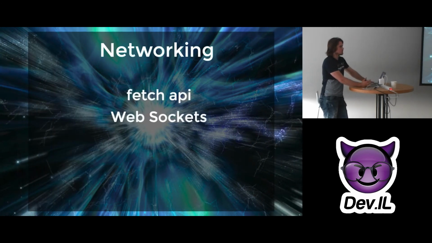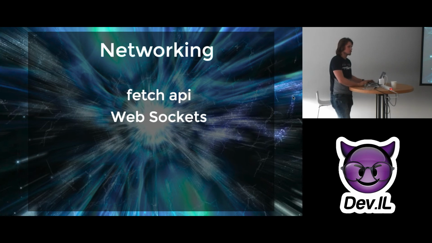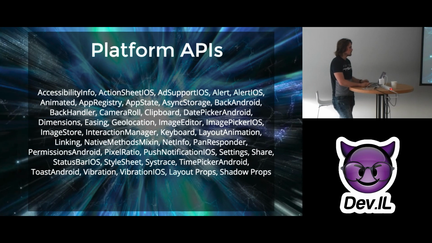Networking. We have the fetch API, the whole fetch API thing, and also we have a polyfill of XMLHttpRequest, so you can use even libraries like Axios and stuff like that. But it's really advised to use the fetch API because it's a modern standard, so use it according to MDN docs. And you have WebSockets, so you can use WebSockets like you use them on the web.